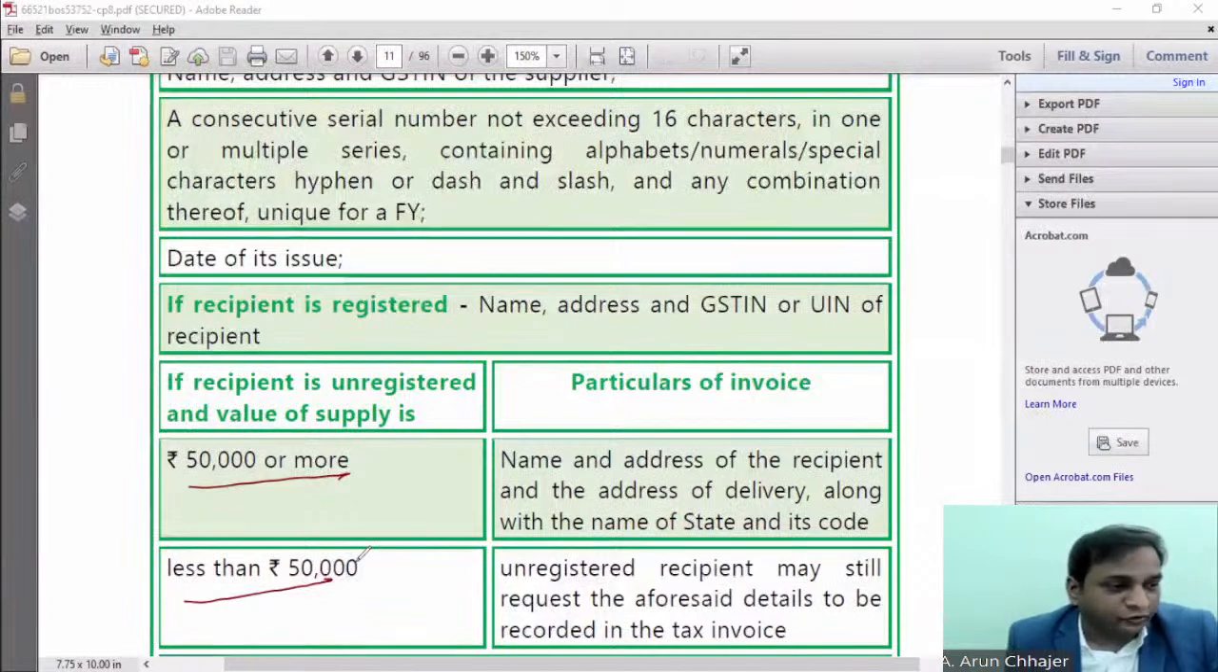Kavya, I am not able to see your message. So you are taking the GST class, because some messages are coming of accounts also. So Kavya, please confirm once again, you are taking the GST class.